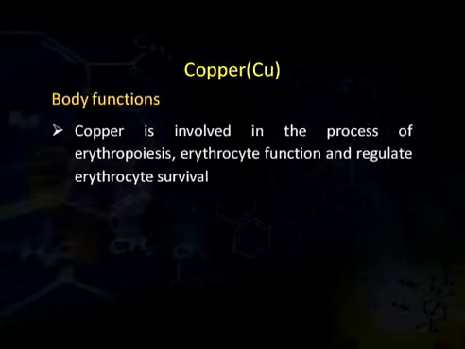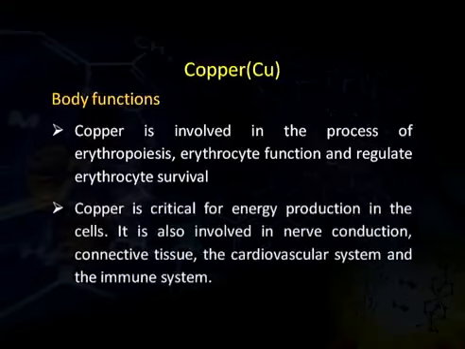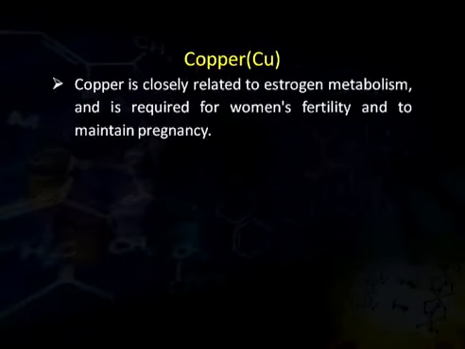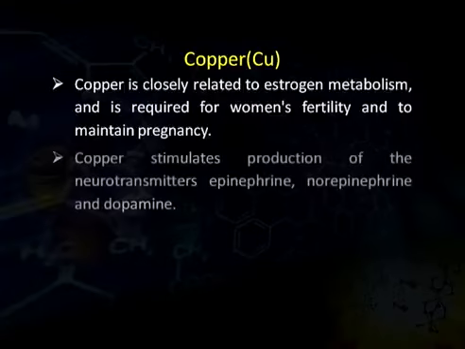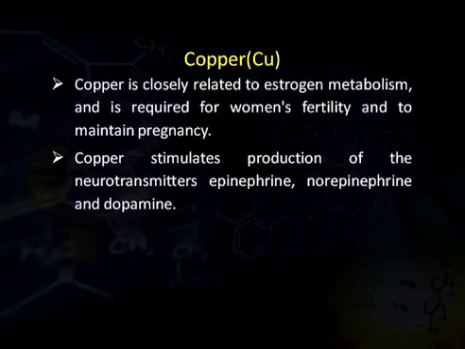The body functions of copper. Copper is involved in the process of erythropoiesis, that is erythrocyte function, and it regulates erythrocyte survival. Copper is critical for energy production in the cells. It is also involved in nerve conduction, in connective tissues, the cardiovascular system and the immune system. Copper is closely related to estrogen metabolism and is required for women's fertility and to maintain pregnancy. Copper stimulates production of the neurotransmitters, that is epinephrine, norepinephrine and dopamine.